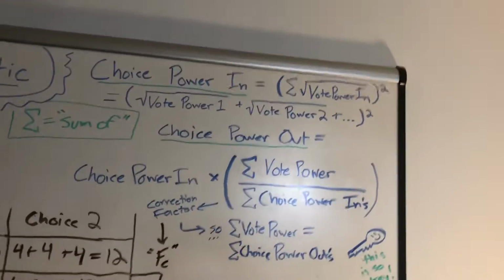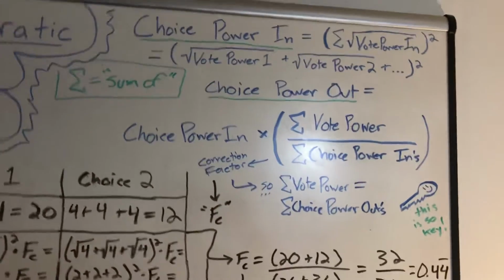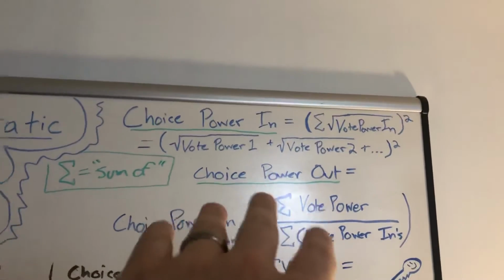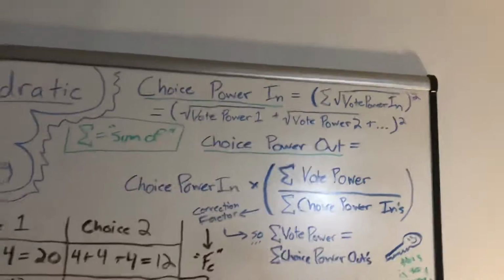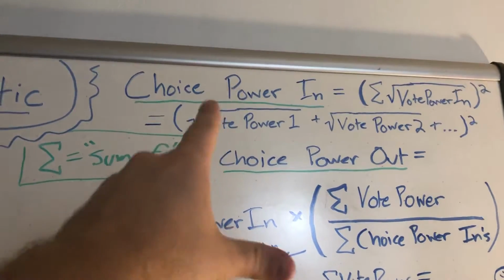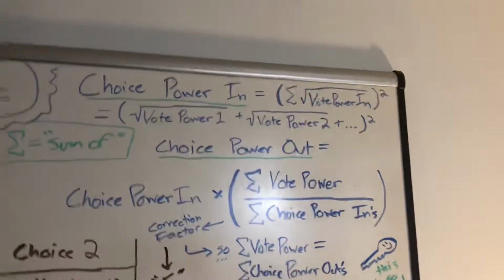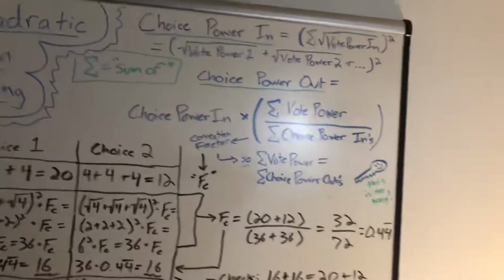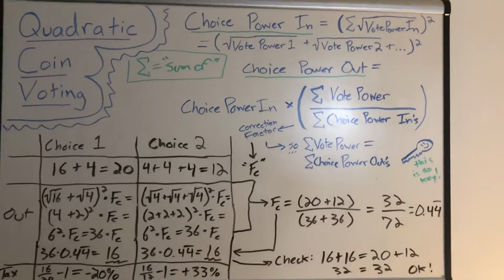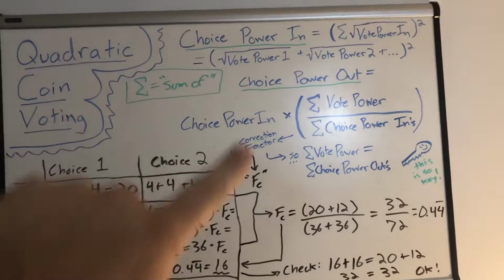You take that number and you have to adjust it to make the math make sense at the end. Otherwise, this actually multiplies. A very interesting thing about this is if there was only one vote, then the power in is the power out. But if you have more than one vote, then you have an increase in power. If you have a lot of votes per choice, then you're going to have pretty enormous power at the end if you add up all the choice power ins.